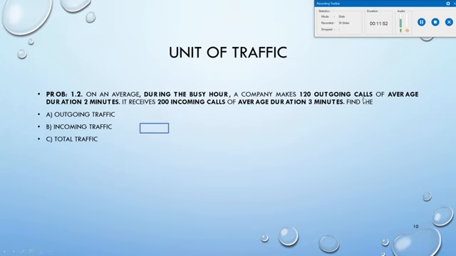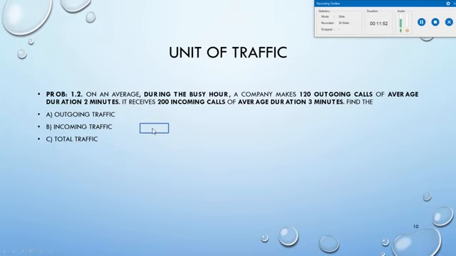A company makes 120 outgoing calls, and the average duration is 2 minutes. So outgoing calls have a holding time of 2 minutes, and it receives 200 incoming calls. These are the incoming calls, and they have an average duration of 3 minutes. So this gives me the holding time for the incoming calls.